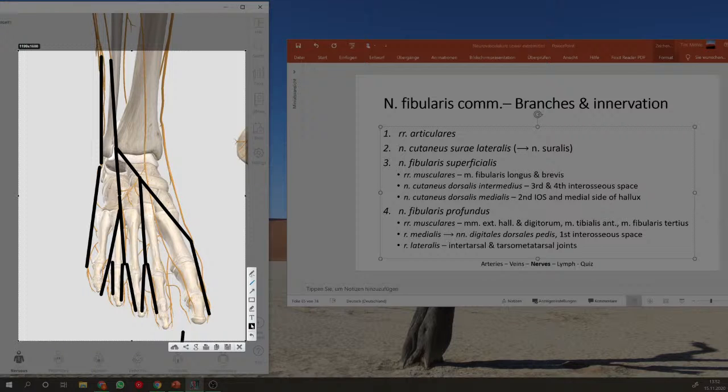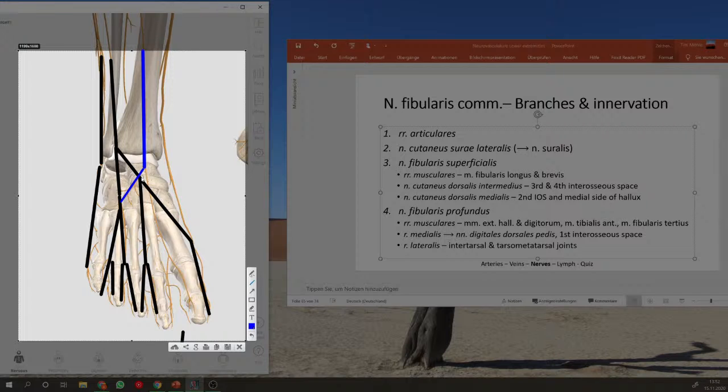So this will be the next nerve that we'll discuss, the second branch of the common fibula, so this is nervus fibularis profundus. It will give off some rami musculares for the muscular innervation. I think you should still be able to see the presentation and read with me, right? So some muscular branches for the muscles that are here, and ramus medialis. So this is this one, which will supply the first interosseous space.